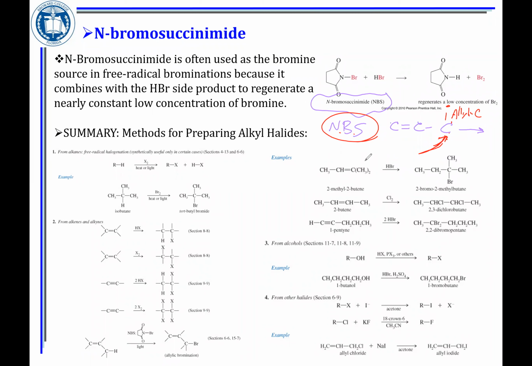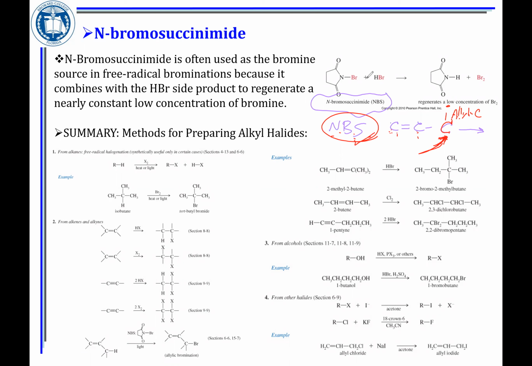Because if you add Br2, Br2 can add to this carbon and this carbon instead of adding to the allylic position. It's going to break the pi bond, and one bromine would be added to each of these carbons. If you want to brominate the allylic position, so this is unique, that's why I emphasize it. If you want to brominate the allylic position, you must use NBS.